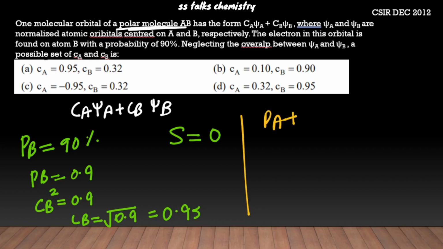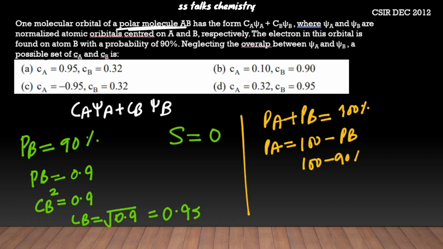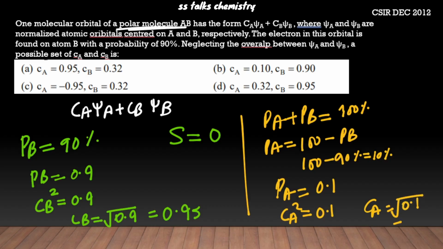Now the total probability of finding these electrons is going to be unity only. So it will be Pa plus Pb, it is 100%, or we can say probability of finding on A is 100 minus the probability of finding on B, which is 100% minus 90%, which is 10%. So probability on A is 0.1 only. Similar to Pb, Ca square will be equal to 0.1. So Ca comes out to be root of 0.1, which is equal to 0.32.